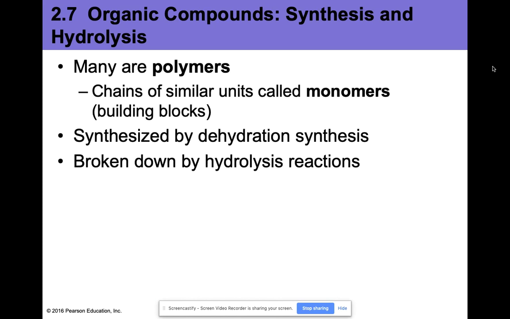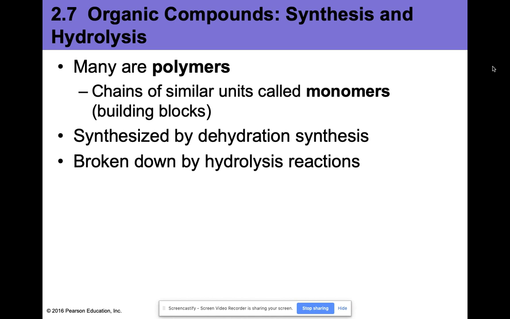I'm going to skip through some of this. Polymers and monomers are important for you to understand because we're about to talk about the macromolecules of life. Polymers are many pieces put together. That's what polymer means. And monomer is a building block. It is literally one piece.